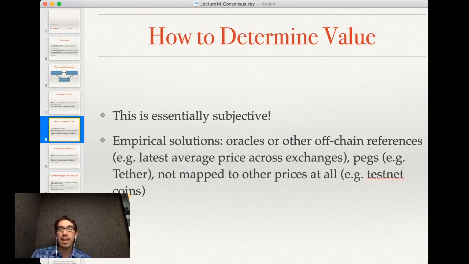You could have pegs. So there are systems like Tether that try to maintain a one-to-one equivalency with the US dollar. There are similar, what we call stable coins, that try either algorithmically or just via a declaration that they can be exchanged for a given amount of euros or Swiss francs or dollars or whatever. So we try to have a peg between our token and some real world value. This could be fiat currency, this could be gold, this could be something else. But perhaps the most commonly used is the first thing that I mentioned here.